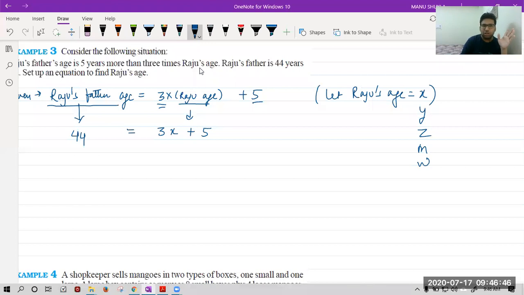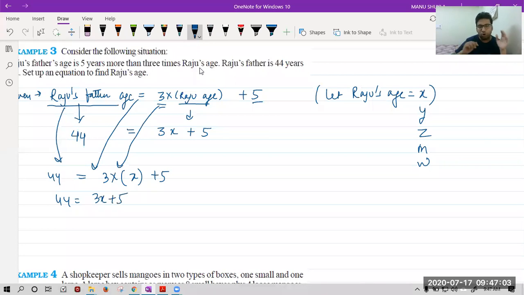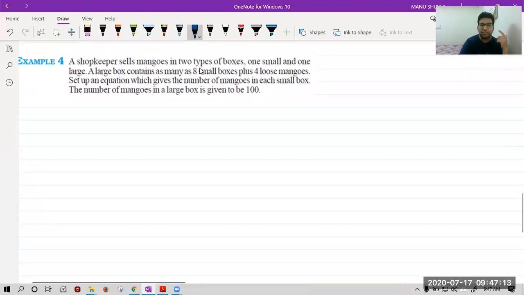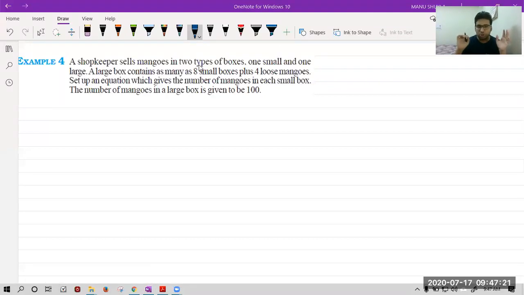Now put the values. Raju's father's age is 44. Put it here, then we have an equal to sign. Then we have 3 into Raju's age x, plus 5. Hence the equation is 44 is equal to 3x plus 5. I hope it is clear to all of you. It is very easy. The only thing is you have to assume a variable. Now try the last example, example 4. After this example, you all are ready for the exercise. Try the questions on your own. It's very easy.